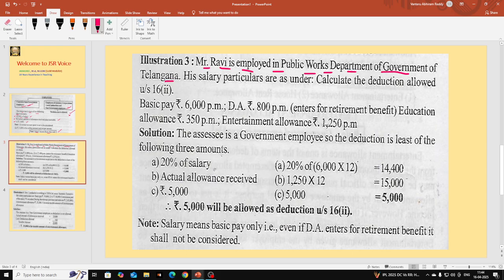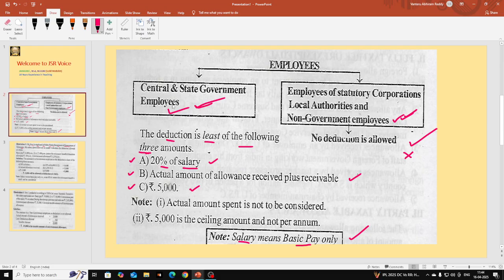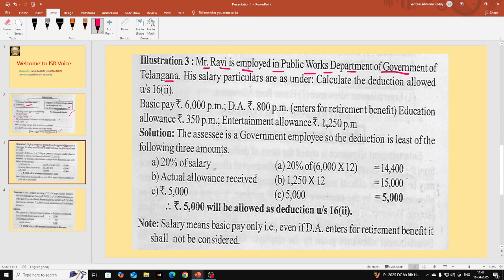So he is a government employee, and if we are going to calculate the deduction in entertainment allowance, he is eligible for deduction because government employees can get the deduction. Just now I discussed this with you. So Mr. Ravi is eligible for deduction, and his salary particulars are as under. Calculate the deduction allowed under section 16 subsection 2.